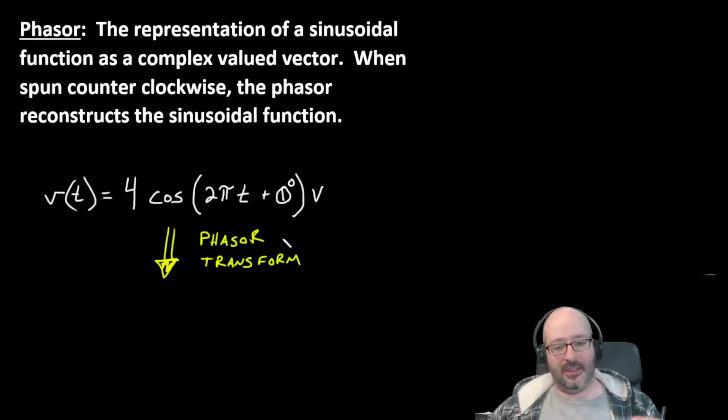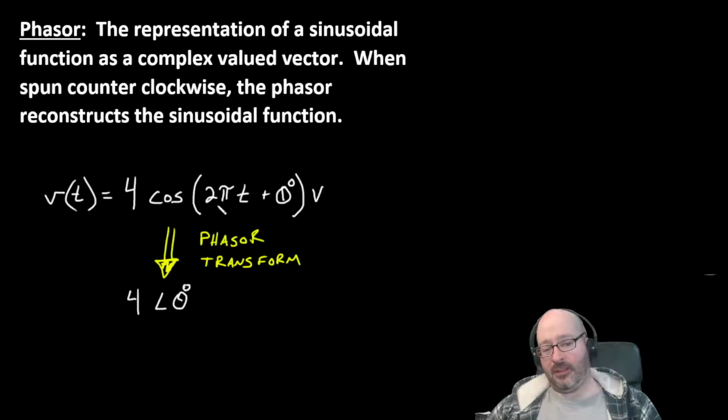There is actually a relationship between a function maybe like this one, 4 cosine 2 pi t, with a phase shift of 0, and its phasor representation. So we go through the phasor transform, and we might get something that looks like this. We take the amplitude 4, and we take the phase shift of 0, just like that. I think we talked about that in the previous video. And we lost our angular frequency, right?